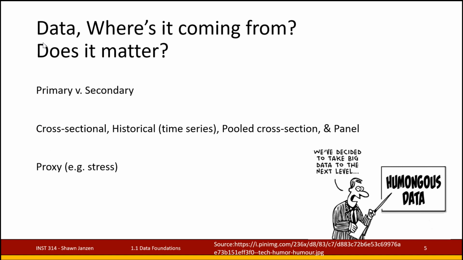So data, does it matter where it's coming from? It's all over the place and it's everywhere, but there's different types of ways we can distinguish data. There's primary versus secondary data. Primary data is data that is produced by you or collected by you. You are the person who is assembling it for its later analysis or archiving. Secondary data is second-hand data. Somebody else has collected it, curated it, put it together, and you are now receiving it.